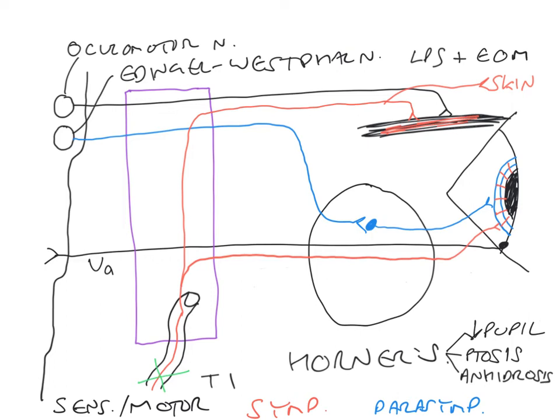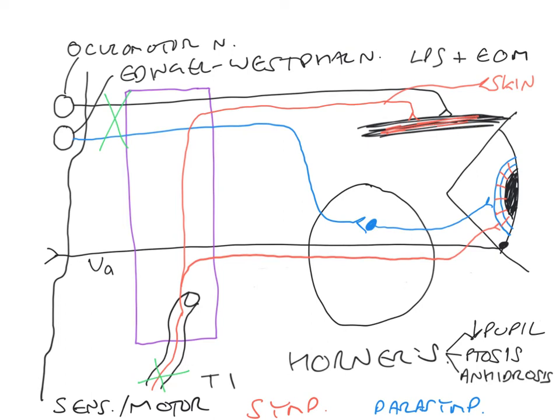So now let's consider a lesion somewhere else. This second lesion I'm going to put here, at the point where the oculomotor nerve emerges from the brainstem. So this might be caused by compression by a tumour, for example. If you look where I've put the lesion, it has actually affected both components of the oculomotor nerve. And this is going to have important implications both for the extraocular muscles and for the pupil itself. Let's consider the pupil first.